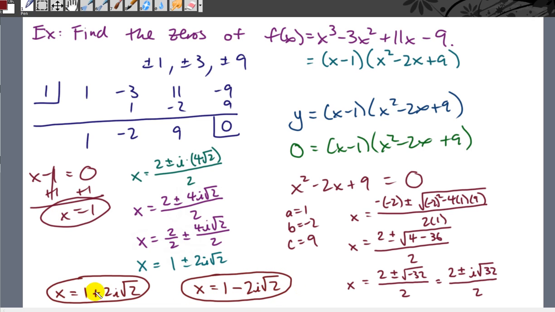So these three possible x values are the zeros of our function. And it just so happens these two on the bottom here are imaginary. Okay, so that concludes this problem. Please let me know if you have any questions.